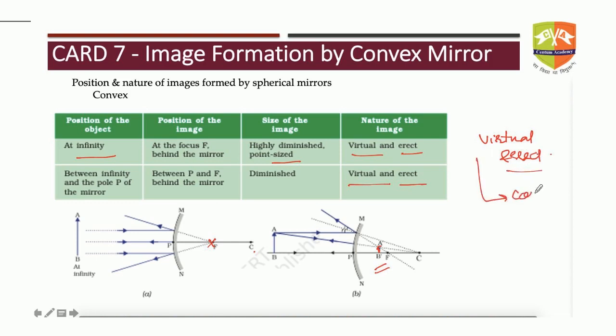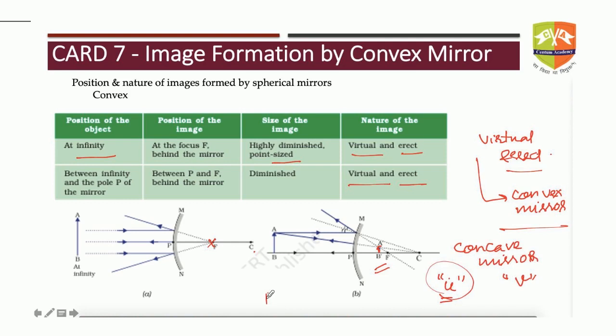Here are six conditions. In these six conditions, I have taken different positions of the object. If the position of the object is infinite, what does it tell you? All the rays falling on the mirror would act like a parallel beam. And if it acts like a parallel beam, it will get converged on the focal point. Look here, the size of the image would be highly diminished. It means that it will be a point.